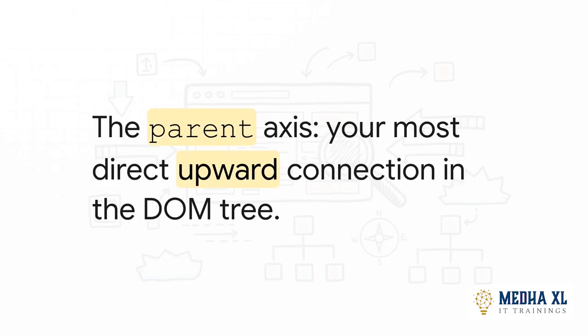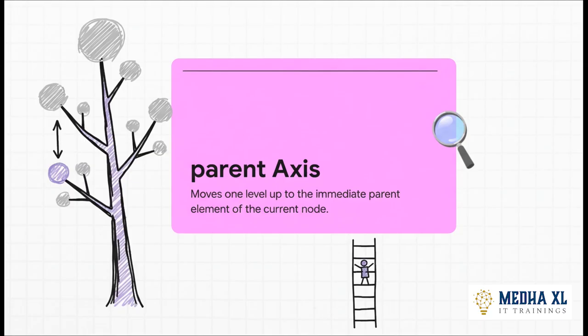All right, first up, we have the parent axis. This one's pretty straightforward. It's your most direct upward connection in the whole DOM tree. It lets you move from a child element straight up to its immediate parent. It's super simple, but trust me, it's incredibly powerful. It just takes you exactly one single step up the DOM tree, right to the element that directly contains whatever you started with.